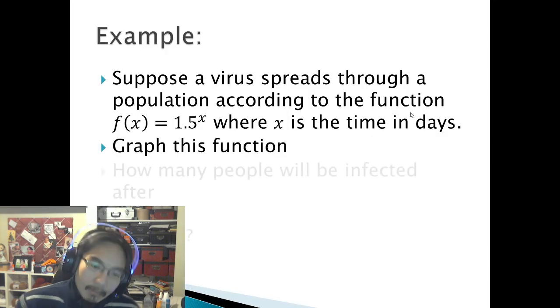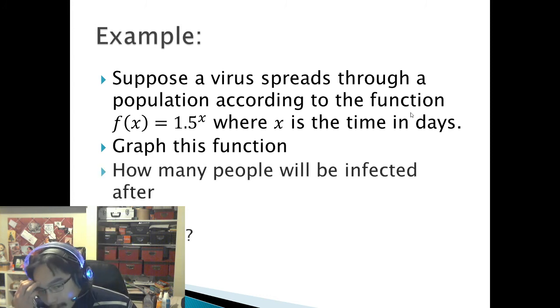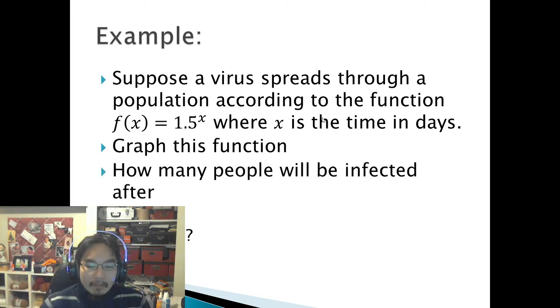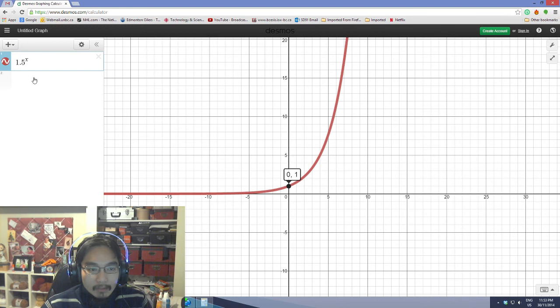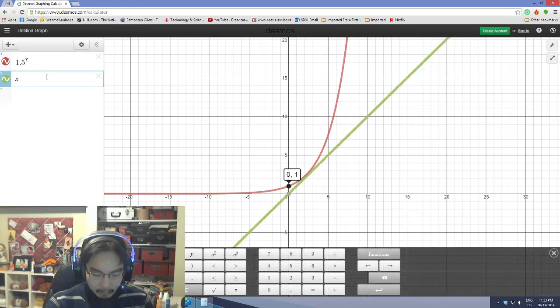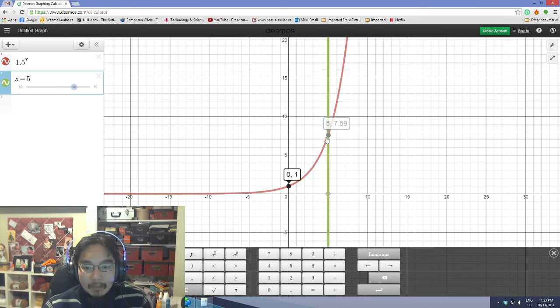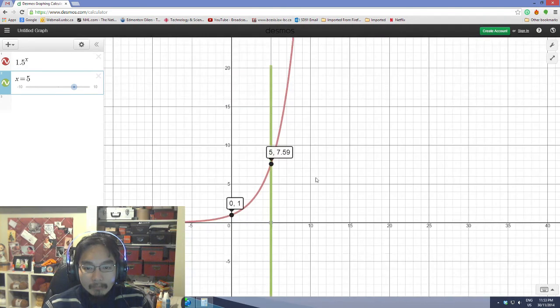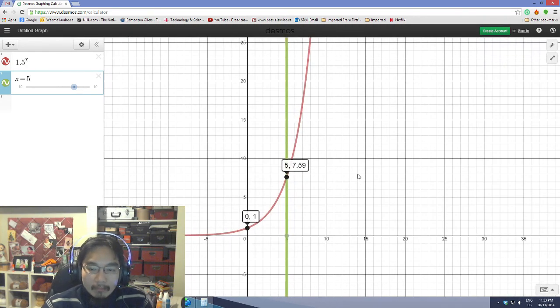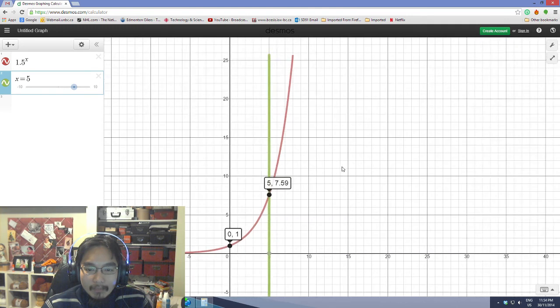Now, with this graph, we can answer the following questions. How many people will be infected after 5 days? How many people will be infected after 10 days? Well, let's take a look. I'll just make a graph x equals 5. Okay, so after 5 days, not too many people, only about 7.59 people will be infected after 5 days.